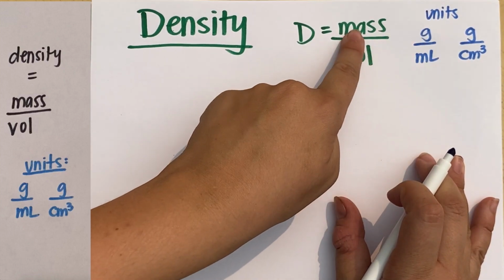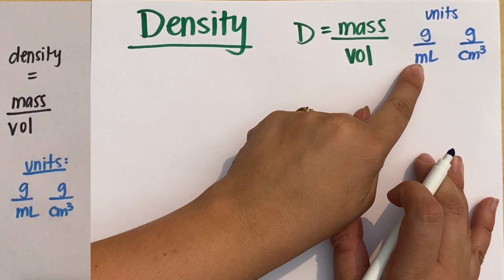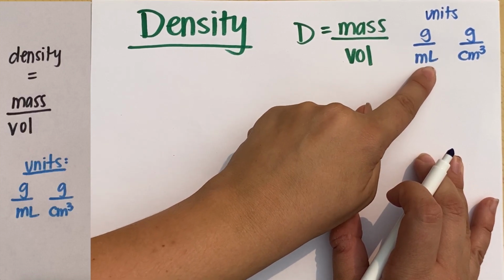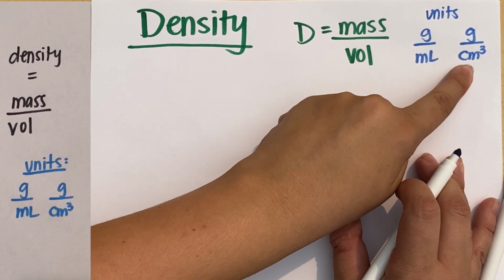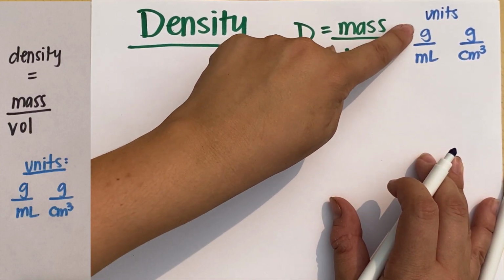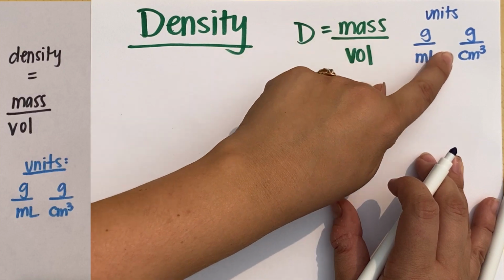Because gram is going to tell me my mass, and either milliliter, which is talking about volume in liters, or centimeter cubed, which is talking about volume in centimeters cubed. So these are just units of either gram per milliliter or gram per centimeter cubed.